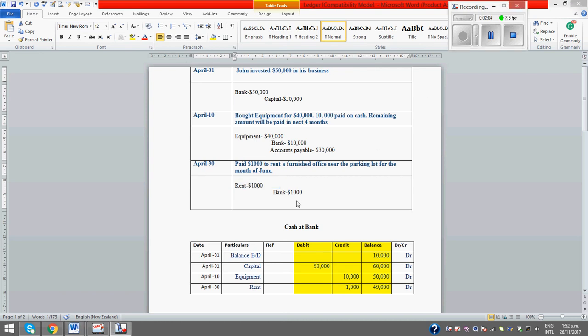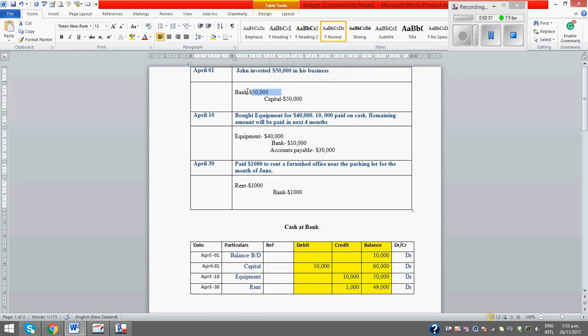Okay, so let's start with bank. Bank is also called cash at bank, which means cash in your business bank account. Balance BD means balance brought down from last month, which is $10,000. Then you can see 1st of April, capital $50,000. So you can see capital $50,000 is here. But remember, this $50,000 is actually this one.